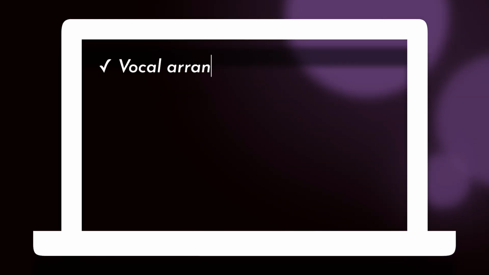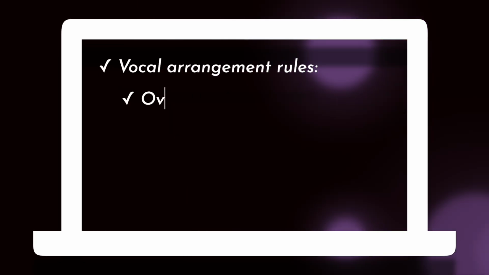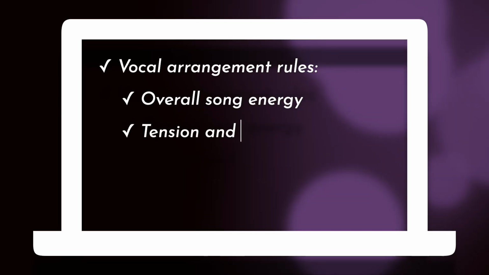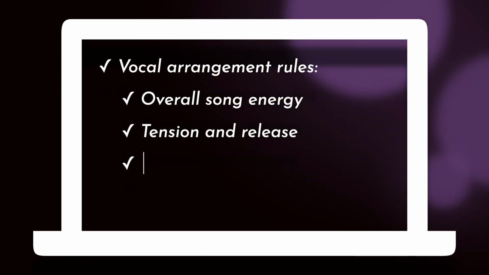Link is down below. Let's summarize everything we have looked at in this video. Similarly to arranging your lead top line, vocal production also follows a similar set of rules. We care about the overall energy flow of the song, tension and release, and we also consider how the vocals would feel in terms of space.